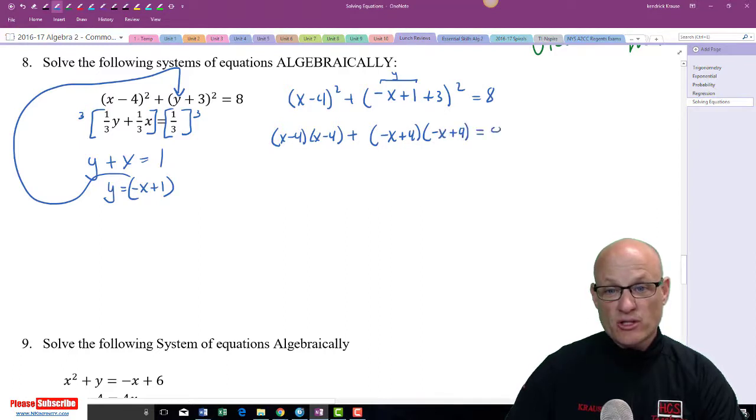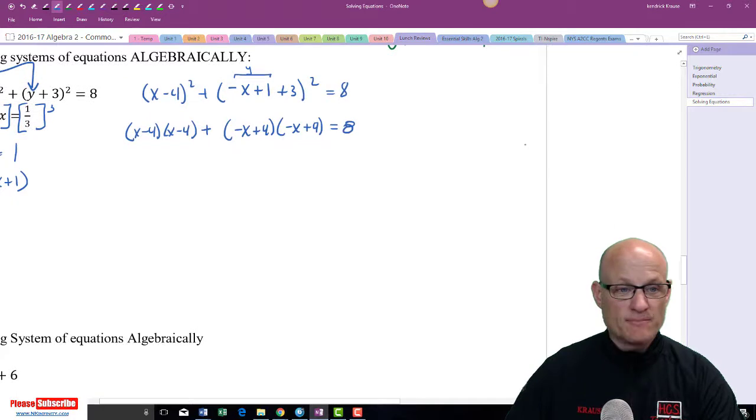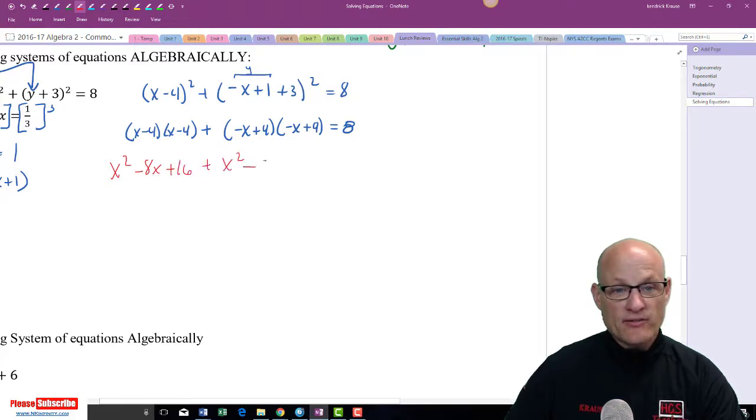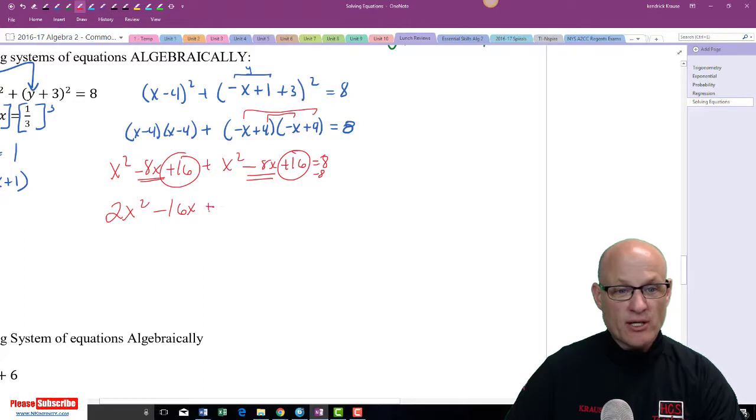Don't think you can shortcut this. You have a lot of work to do on this problem. This one's got to get double distributed. We get x squared minus 8x plus 16 plus x squared minus 8x, again, right? Minus 8x, that's minus 4, minus 4, plus 16 equals 8. Everything's got to come to the left, so I get 2x squared minus 8x, and minus 8x is minus 16x. 16 and 16 is 32, but we've got to subtract the 8 over. So I get plus, what's that, 24?